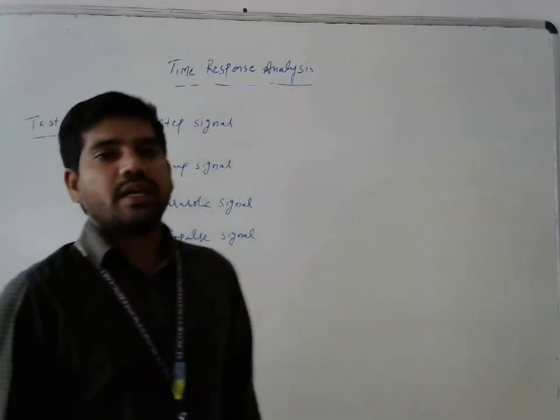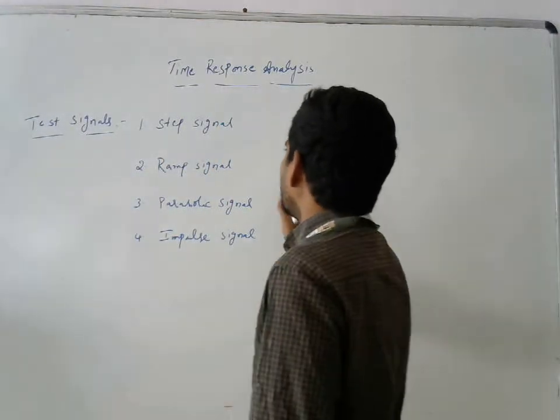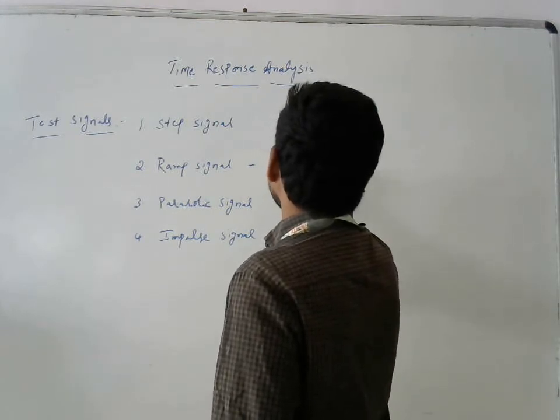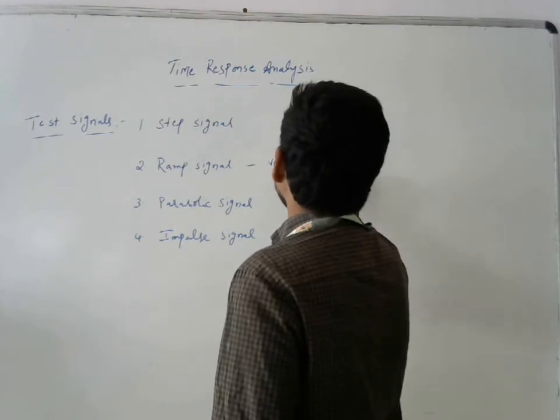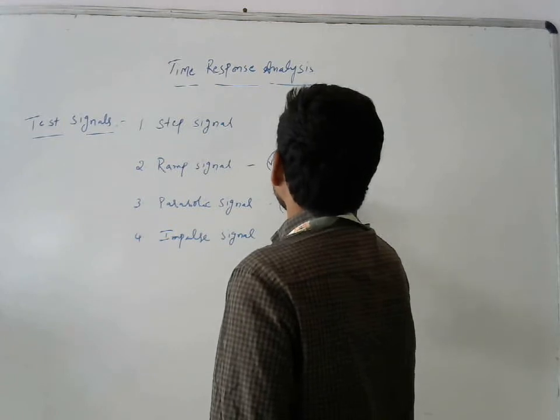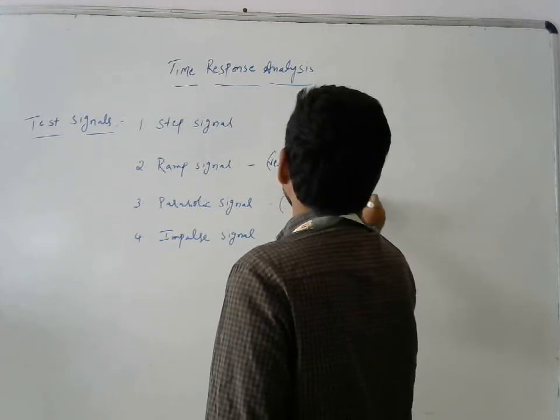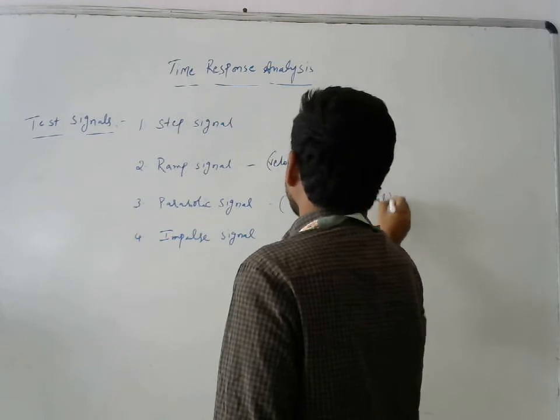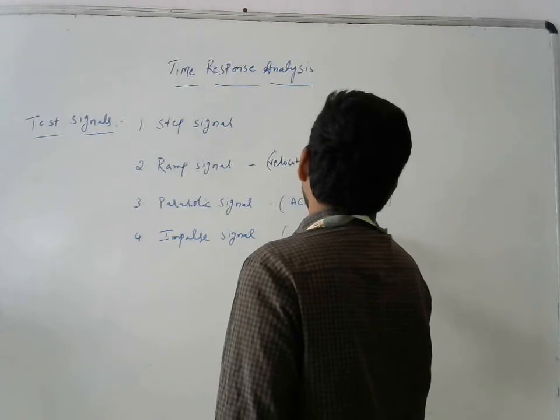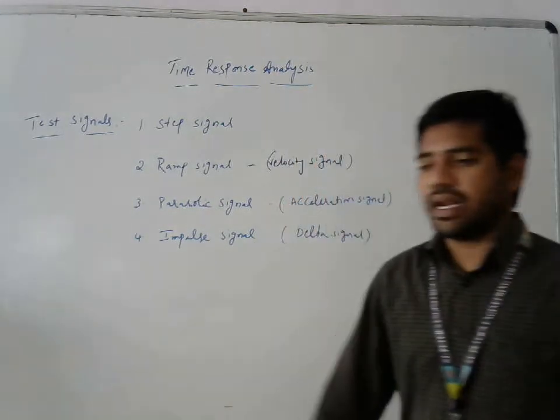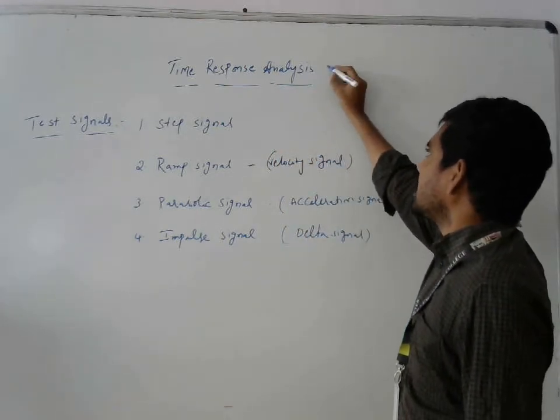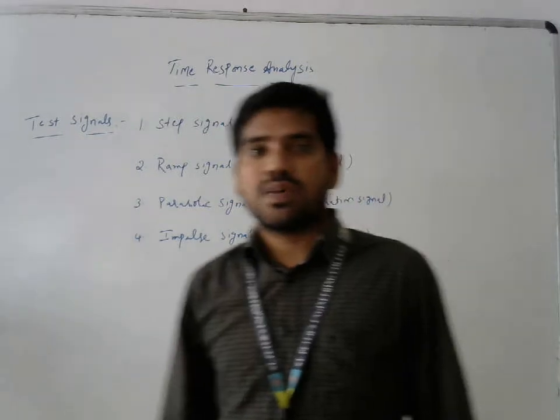Here, the step signal, and the ramp signal we call a velocity signal, and the parabolic signal we call an acceleration signal. The impulse signal we call a delta signal.